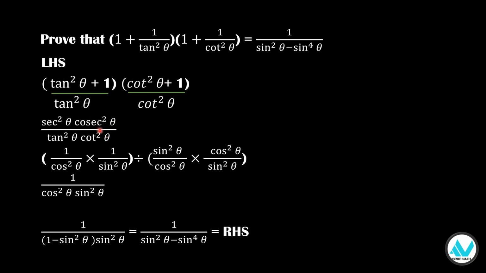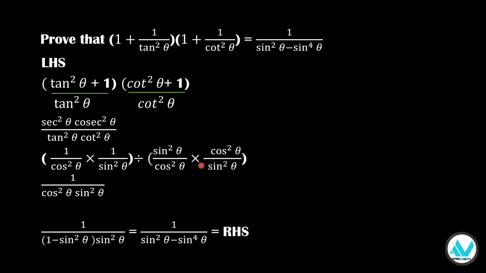Now I look at my RHS. The answer is in terms of sine ratios. So let me write secant in terms of cos and cosecant in terms of sine. So sec²θ is nothing but 1/cos²θ. Cosec²θ is nothing but 1/sin²θ, divided by tan²θ, which I'm going to write as sin²θ/cos²θ, and cot²θ is nothing but cos²θ/sin²θ. Now I can cancel sin² and sin², again cos² and cos². I am left with 1 by cos²θ into sin²θ.